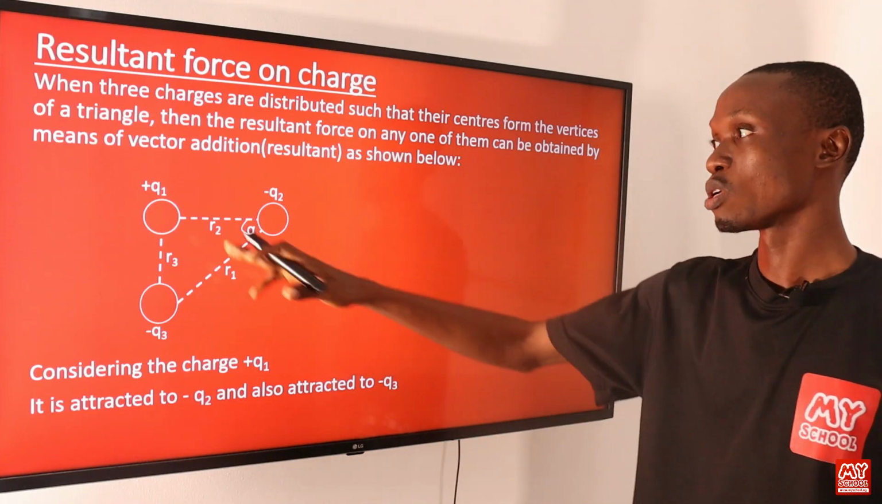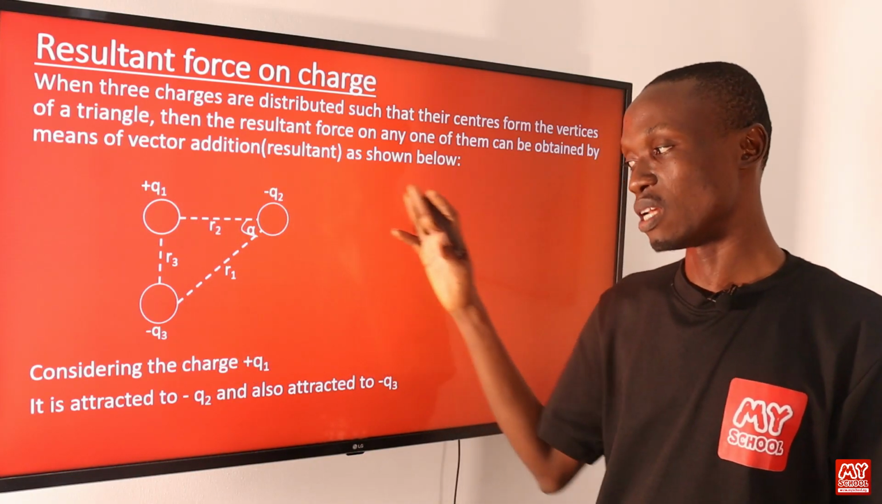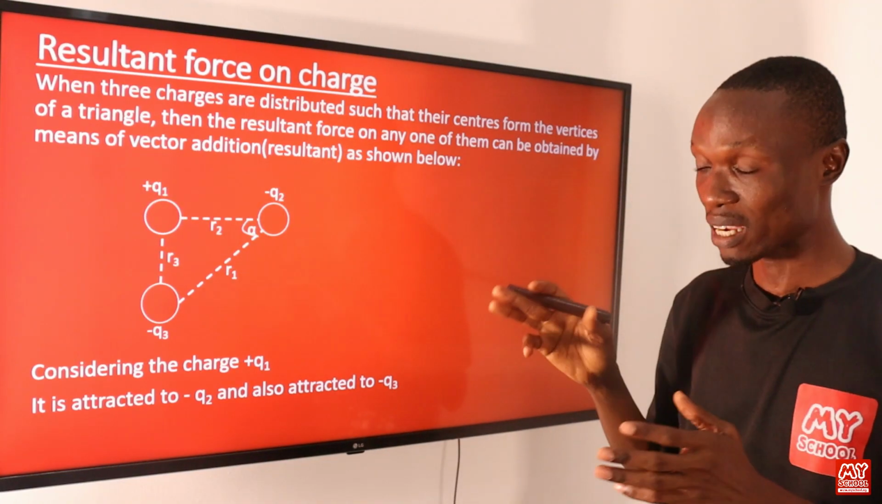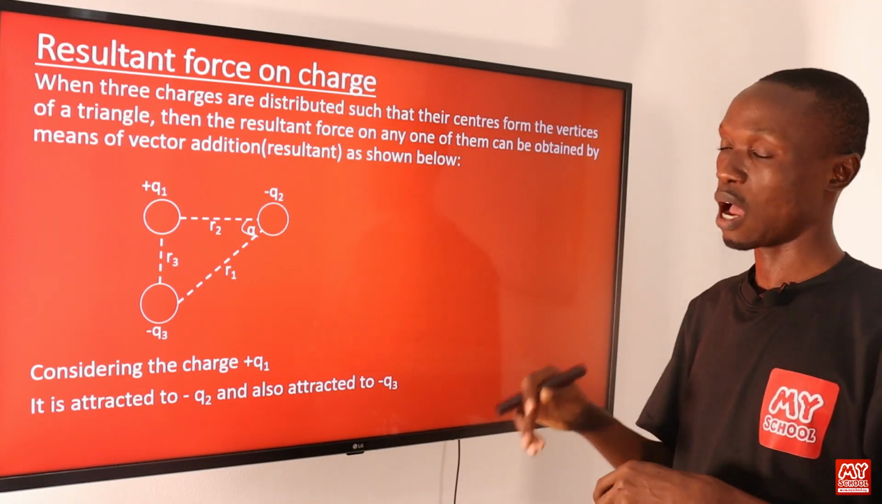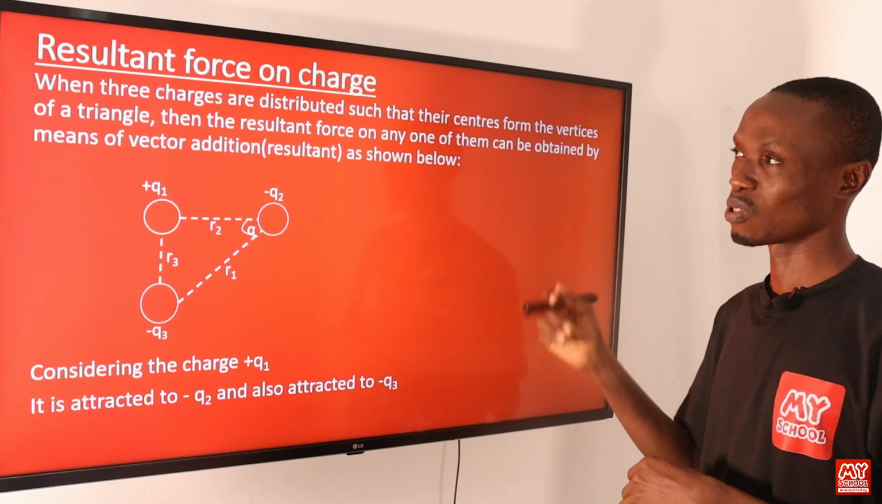Here in this diagram we are considering the positive charge. Here we have a positive charge, but here we have a negative charge, and here we also have a negative charge. You will see that the positive charge Q1 is attracted to the negative charge Q2 and also attracted to the negative charge Q3. Let's move to the next slide.